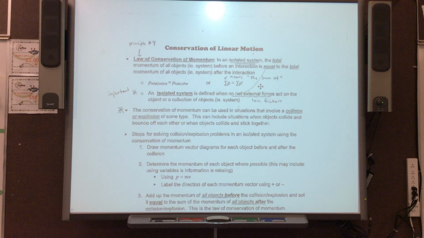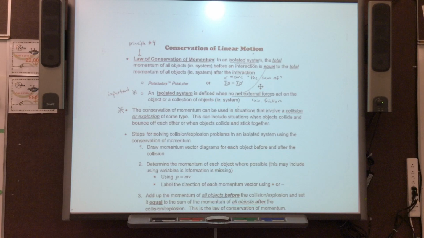Once again, in physics, there are so many variables that we can't control. Unless we had millions of dollars of a lab at our disposal, we couldn't control it. So we always put it to an isolated system. And it says that the total momentum of all objects before an interaction is equal to the total momentum of all objects after the impact.